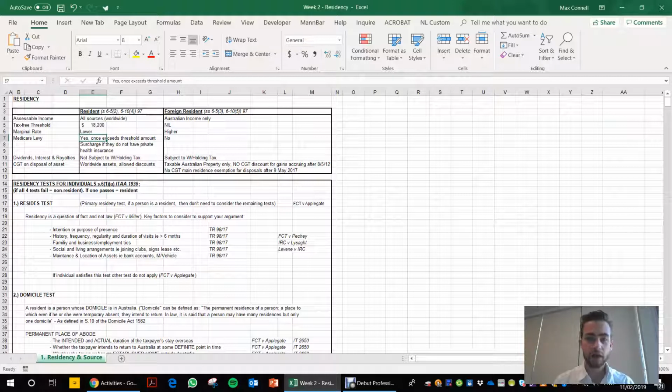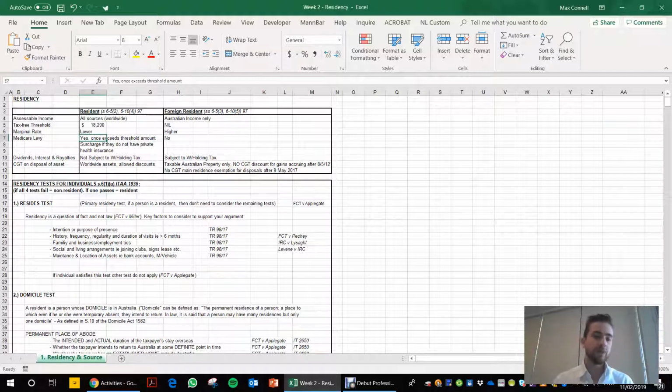The other key thing that they've very recently gotten rid of for foreign residents is the main residence exemption. That's the benefit that Australians get, that if they live in their house, their property, and they sell it, you don't have to pay capital gains on it because it's your main residence. Foreign residents used to get the benefit of this, but after the 9th of May 2017, that is no longer available to them. So again, keep that in mind, and you might have to apportion the gain for periods that overlap that date.